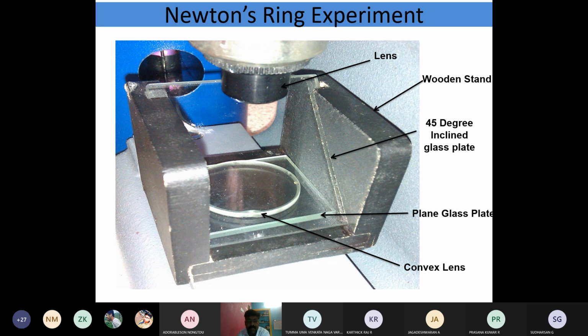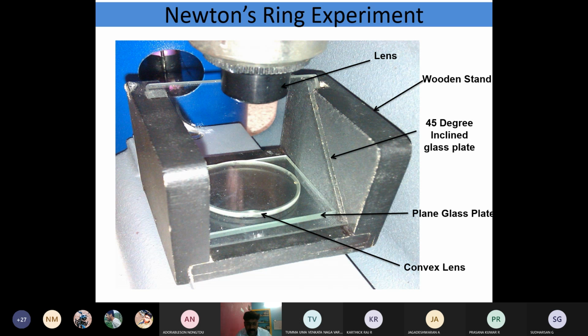Actually, this is the setup. As I informed, we are going to consider a wooden frame that you can see here. Inside this wooden frame, we place a plain glass plate. Above the plain glass plate, we fix a plano-convex lens. Then these two media are covered with a glass plate inclined at an angle of 45 degrees.